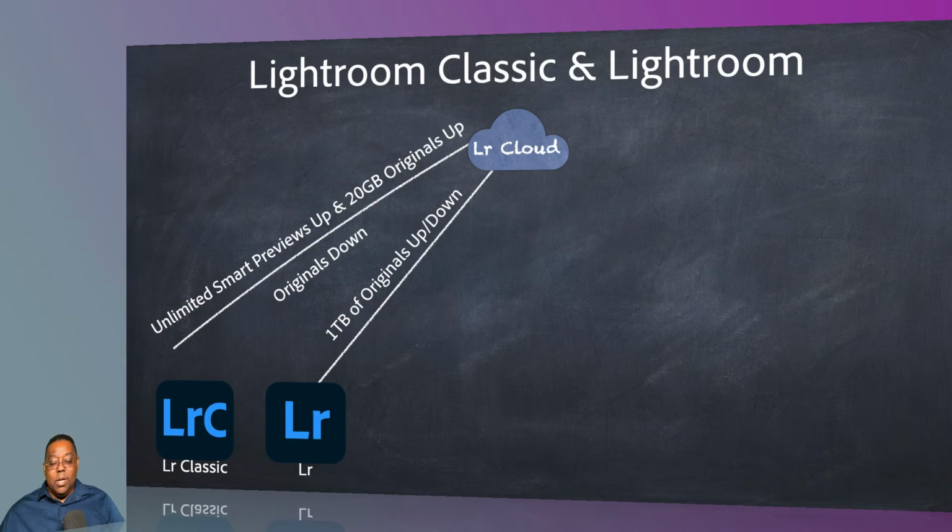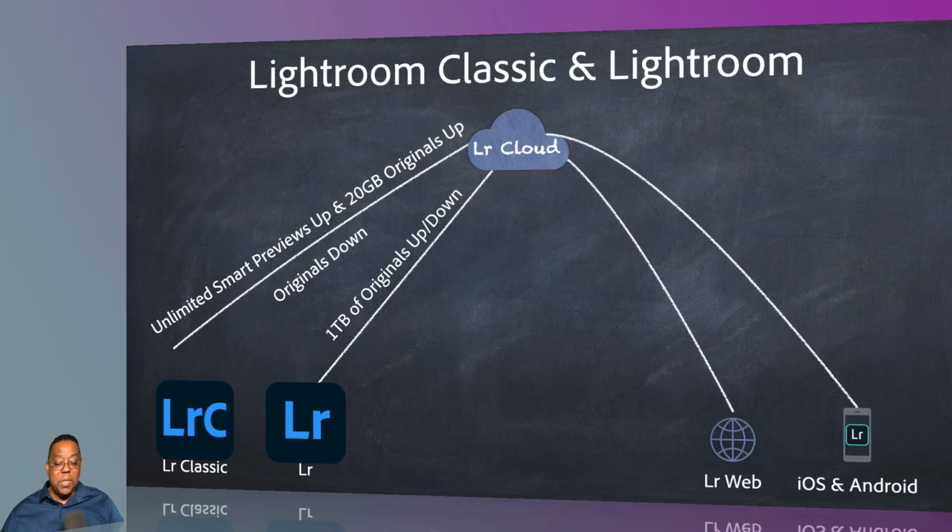Okay, what's the other one? Lightroom. Lightroom starts at 1 terabyte of originals up and down. There's no smart preview concept in Lightroom at all. It's originals. It's full resolution no matter what. So the plan starts at 1 terabyte. What if you use more than that? Then you have to buy more space. And if you need 2 terabytes, now you're paying $9.99 twice. You're paying $20 a month. You need 5 terabytes, 10 terabytes, you're going to keep bumping it up. And we're going to get into it again, that may be enough for you, it may not be enough for you, depending on who you are.